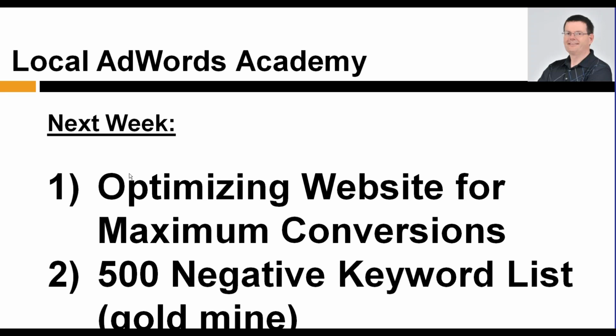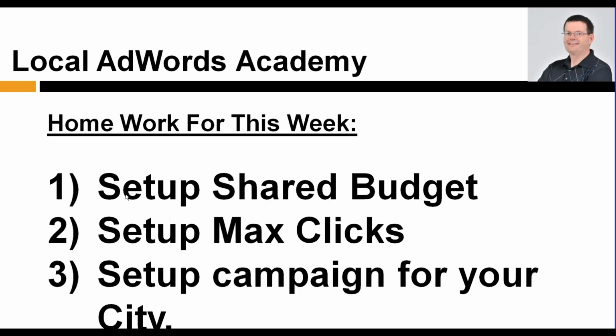So next week, homework. Set up a shared budget in the library. Everybody can do that. By now you should have a demo account and play around with it. You don't need a credit card for it. You're going to look up where that link is, the shared library link, and you set up a shared budget. Very simple if you know how to do it, but important because you don't want to overspend what is agreed with the client. You set up max clicks. Okay, so you're going to set up that bid strategy.